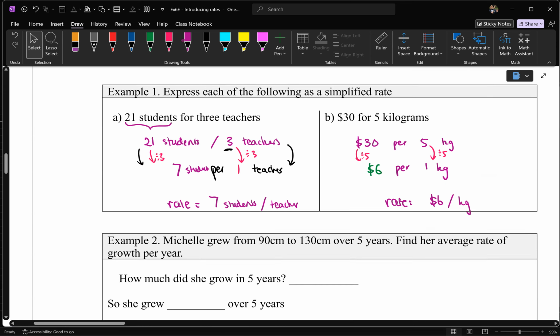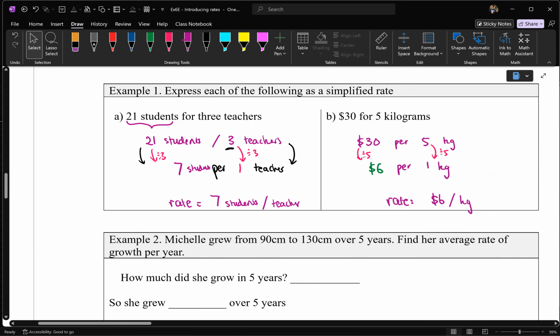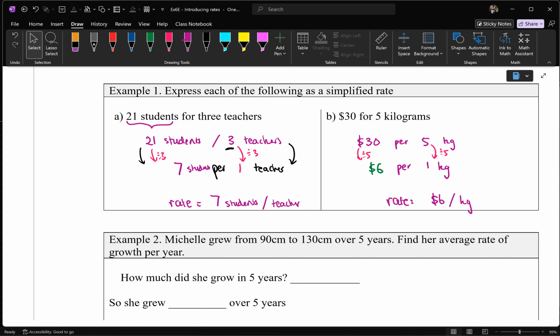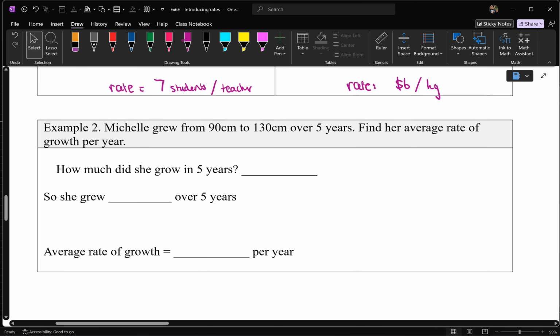You're simplifying. Instead of saying $30 for 5 kilos, it's much easier for people to understand the rate when it's singular. So it's per kilo, per teacher, per kilometer, per hour, per minute. That's normally how we simplify our rates. Okay, so let's have a look at this. This is a worded problem, and that's it for today.